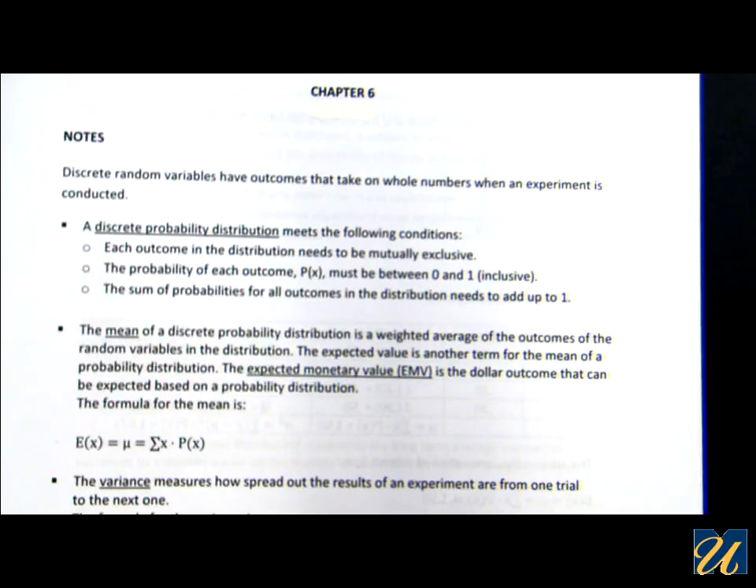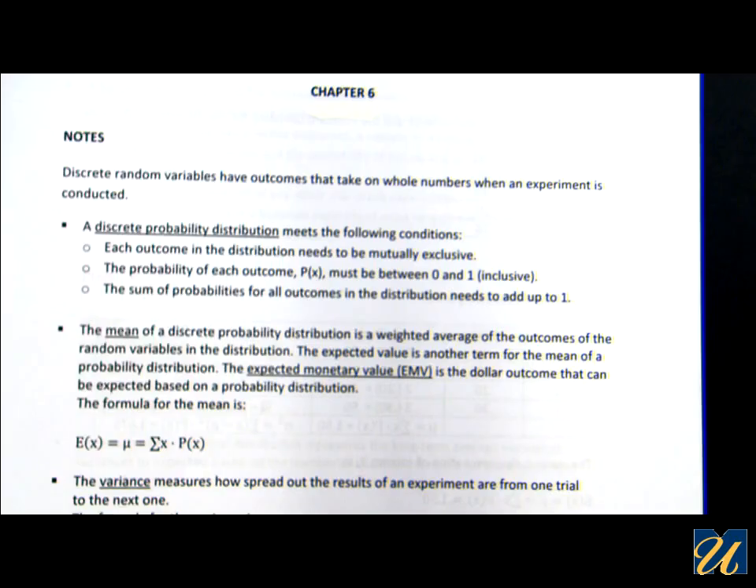Each outcome in the distribution needs to be mutually exclusive. The probability of each outcome must be, obviously, between 0 and 1. The sum of probabilities for all outcomes in the distribution needs to add up to 1.